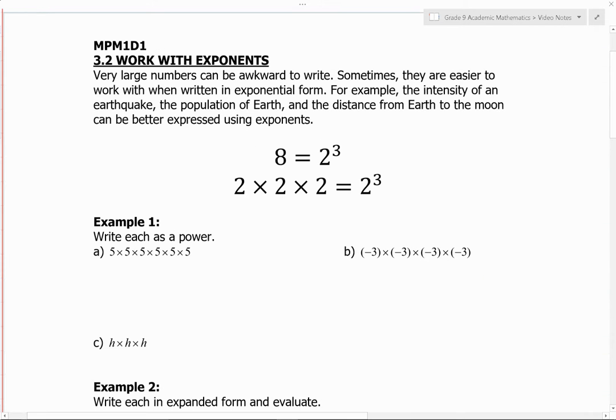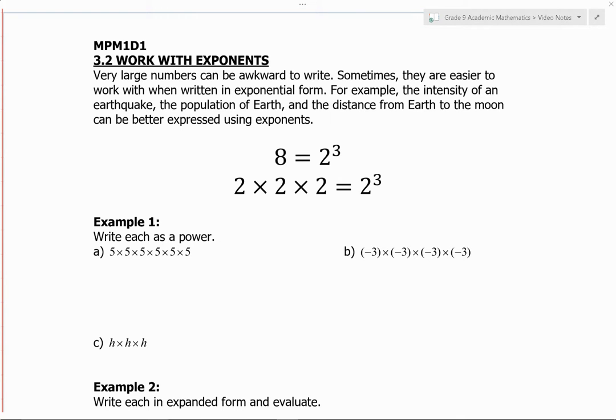Section 3.2, work with exponents. Very large numbers can be awkward to write. Sometimes they are easier to work with when written in exponential form. For example, the intensity of an earthquake, the population of Earth, it's a big number, right? And the distance from the Earth to the Moon, which is also a really big number. And these can be better expressed using exponents.